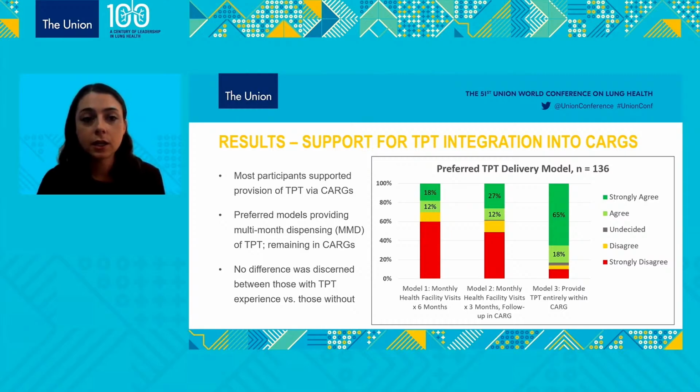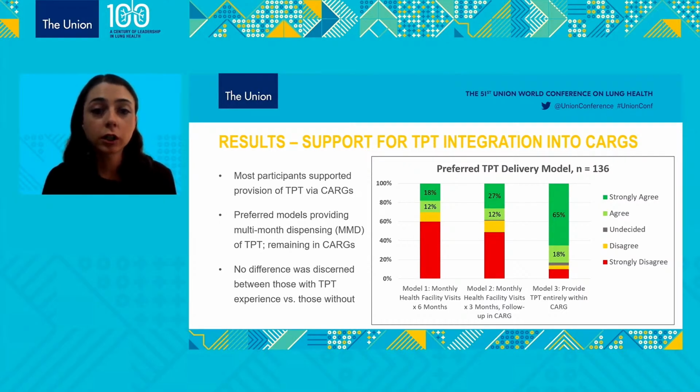So as you can see, participants strongly preferred staying in the CARG and receiving multi-month dispensing of ART and TPT for 3 months, which they would receive at that time in their CARG. We didn't see any difference between the focus group participants who had experience with TPT and those without.